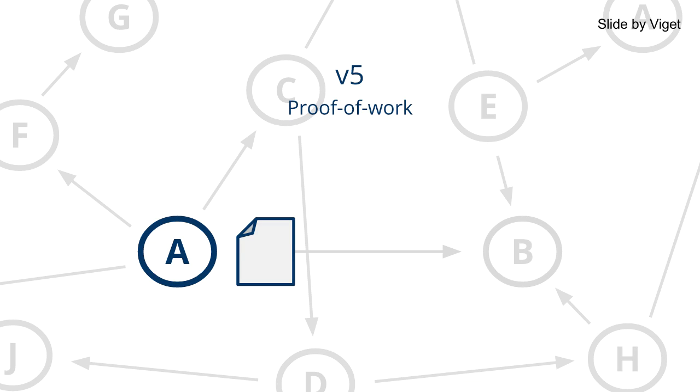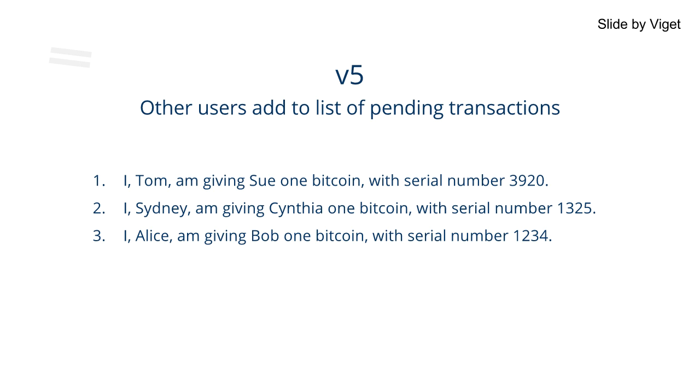So we can begin to solve this Sybil attack issue of double spending by implementing something called a proof of work. Now, in a proof of work system, when Alice wants to give Bob some Bitcoin, she announces her transaction as a message to the entire network. And as other users receive Alice's transaction message, they add it to a list of pending transactions that they've been told about but haven't yet verified.